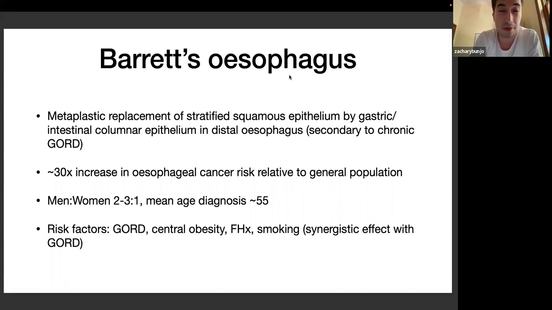Barrett's confers roughly a 30 times increase in esophageal cancer relative to the general population. It's roughly 2 to 3 times more common in men. It's typically diagnosed in middle to older age. A lot of the risk factors overlap with malignancy. So obviously reflux, central obesity, family history, and smoking in particular has a synergistic effect with GORD.